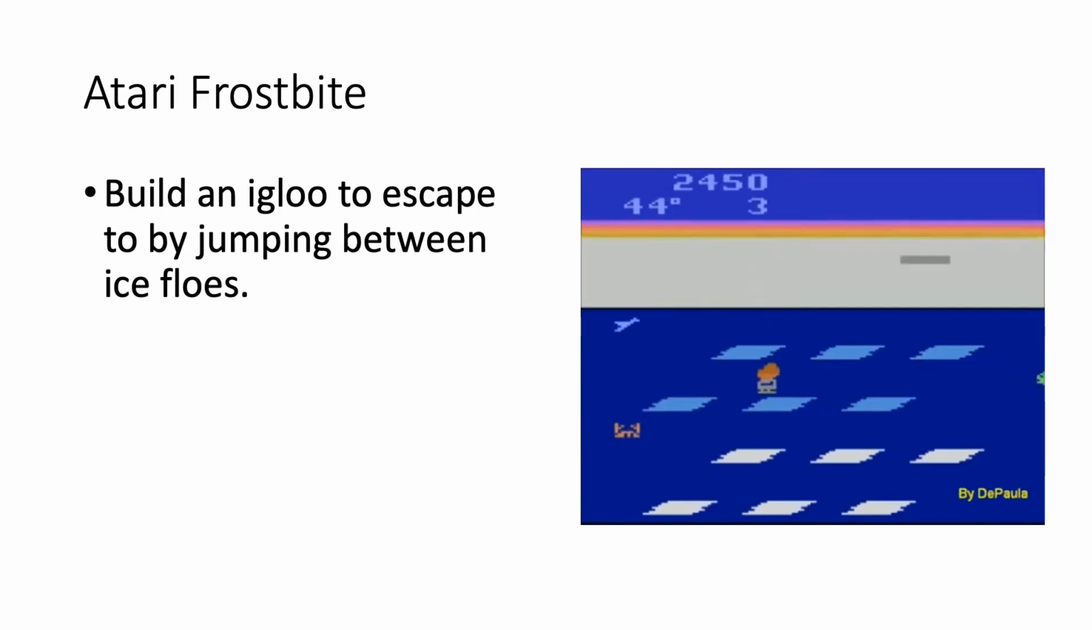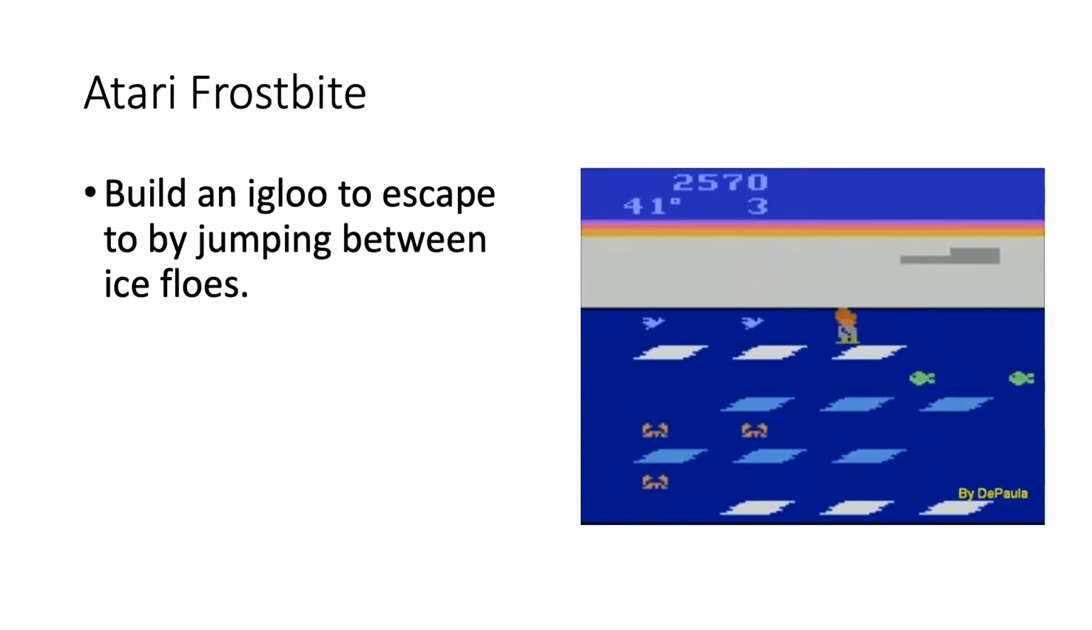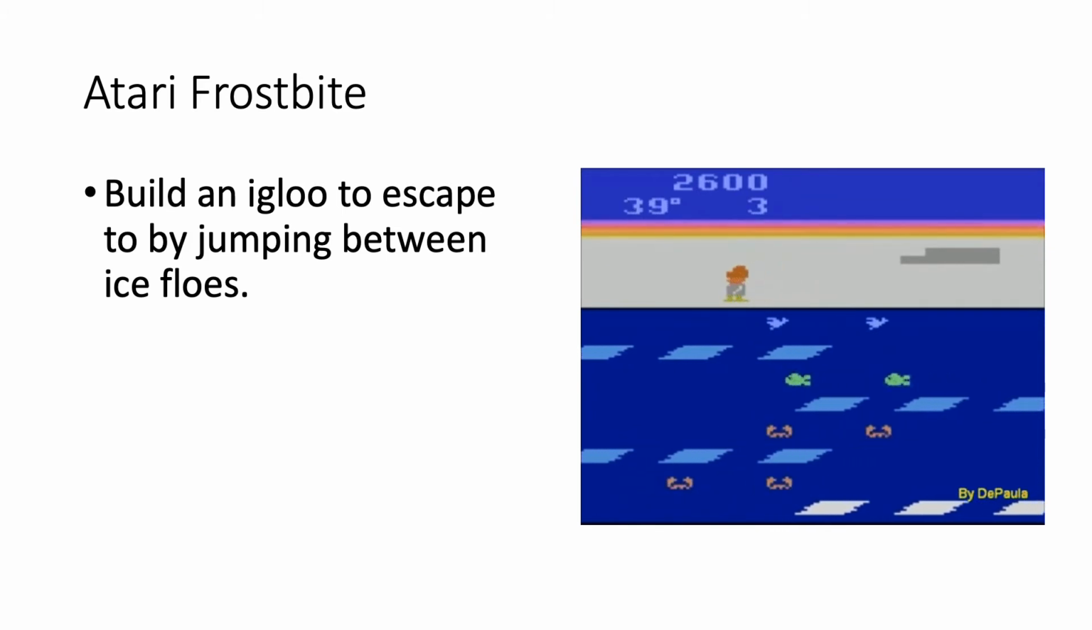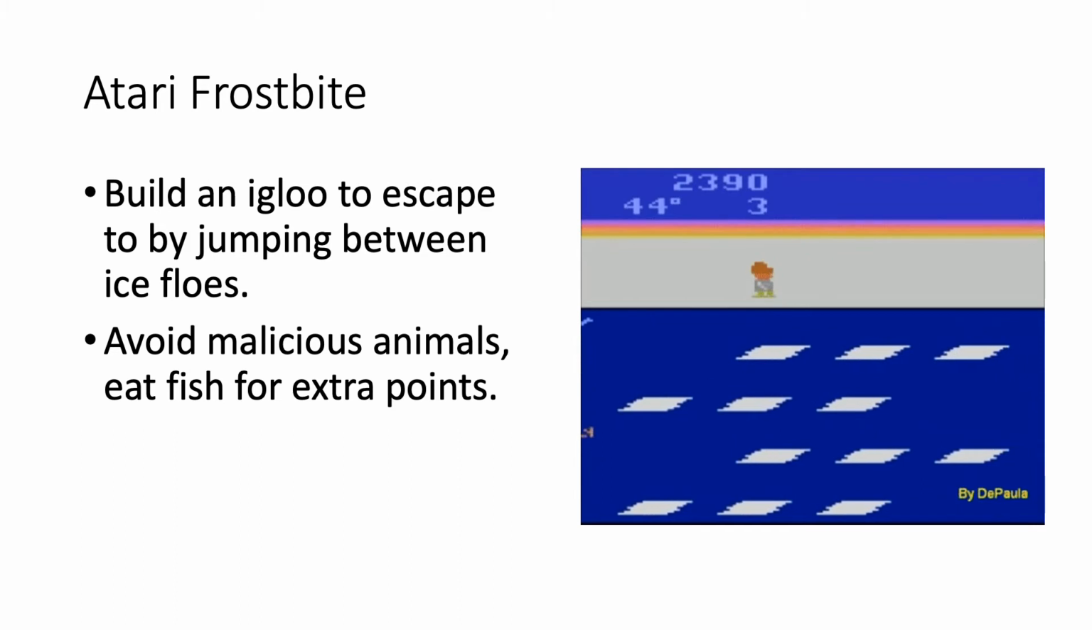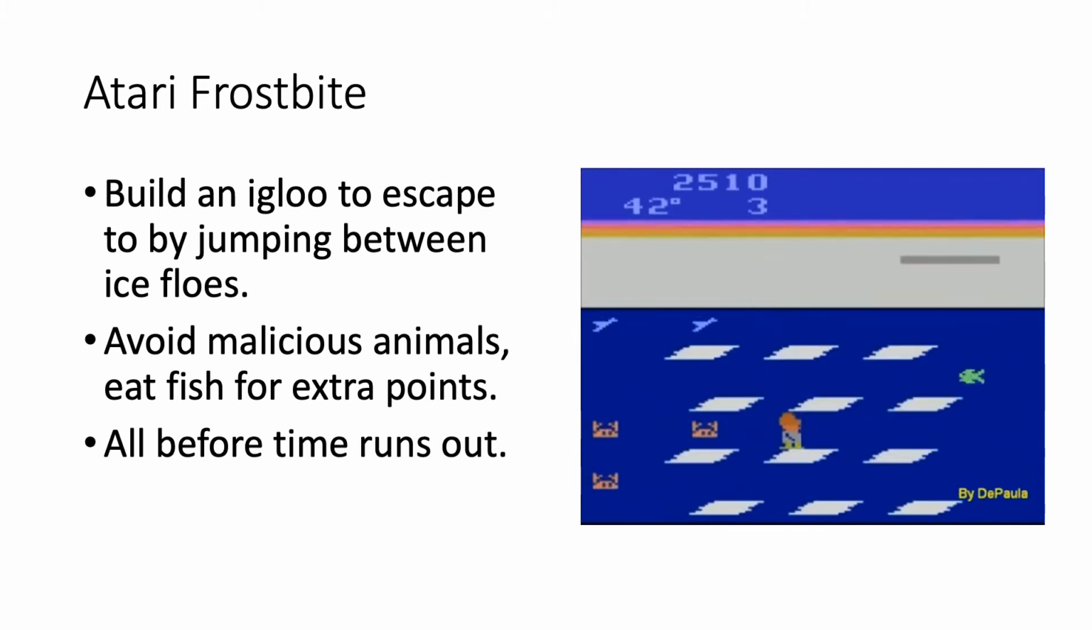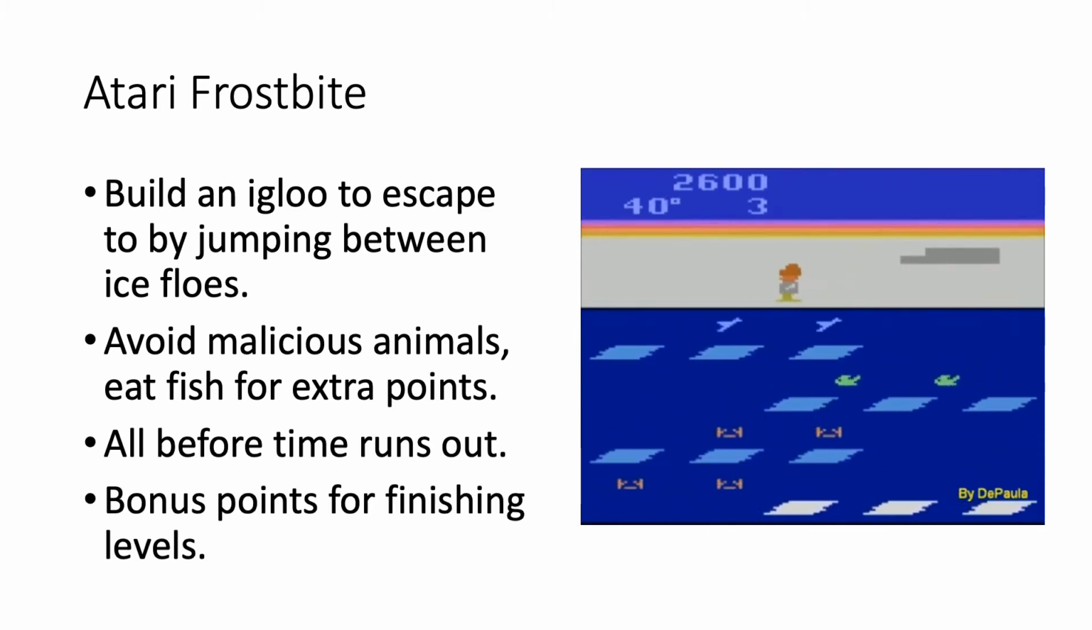Atari Frostbite is the game you see here on the right, where the agent must build an igloo in the upper right-hand side by jumping between ice floes, while avoiding malicious animals such as the fish and crabs, eating fish for bonus points, and doing all of that before time runs out and receiving a bonus for finishing a level.